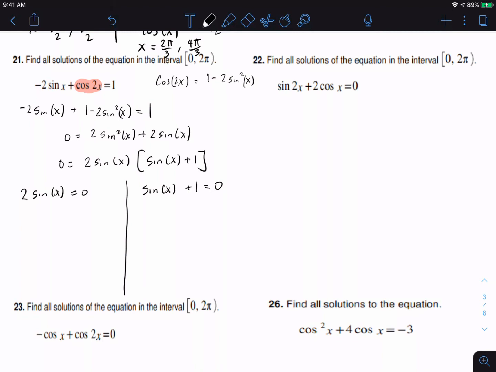Now from here, when is sine of x equal to 0, right? Because I divide by the 2. I know that that's going to occur at 2 places. So x is going to be 0 or pi. In this case over here, sine of x is equal to negative 1, and that occurs only at one place, and that is at 3 pi over 2. And so we have these 3 solutions. Are we okay with that?